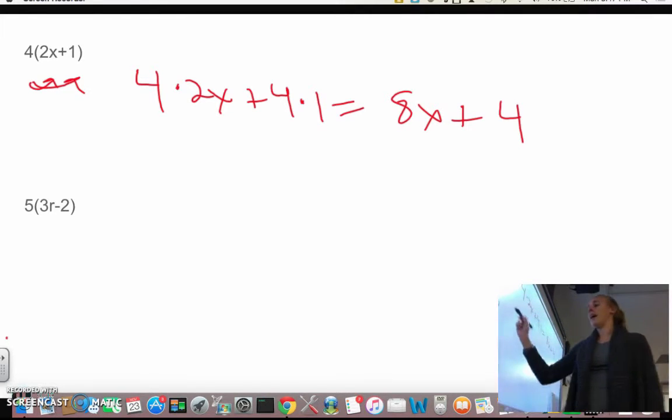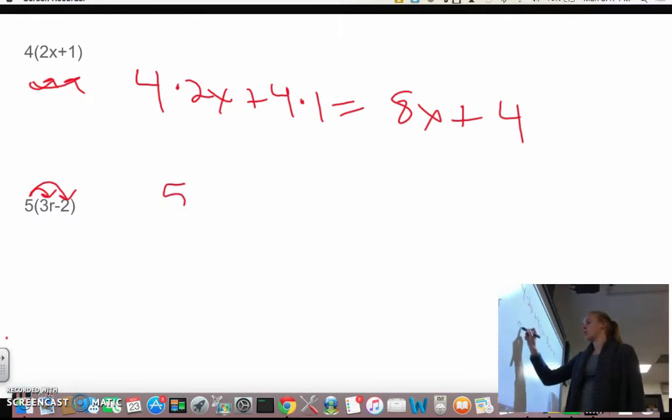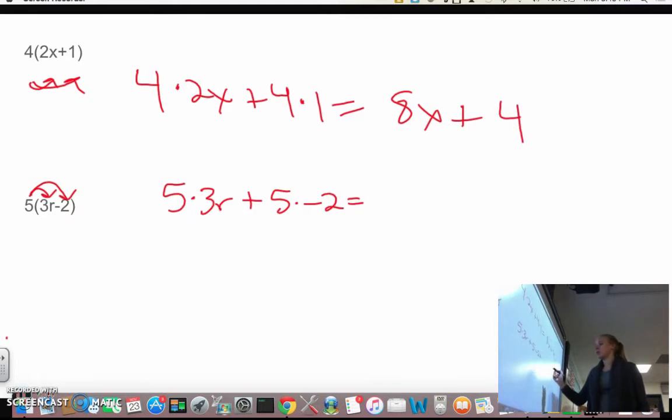Okay, so we're going to have 5 times 3r and 5 times negative 2. So 5 times 3r plus 5 times negative 2 will give us 15r minus 10.